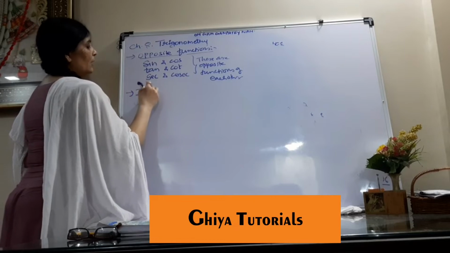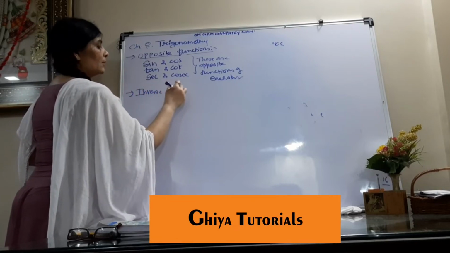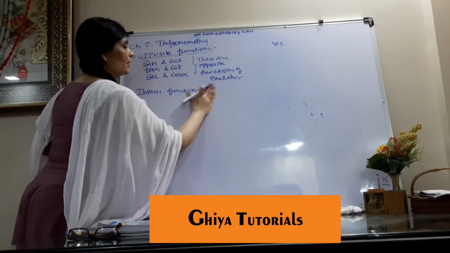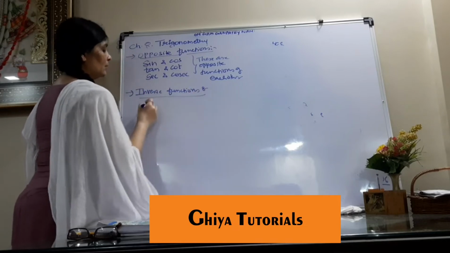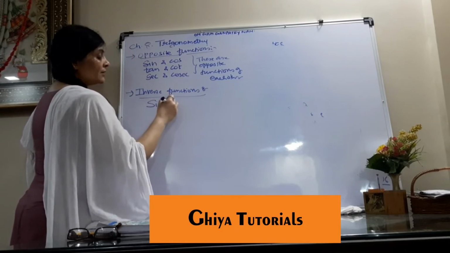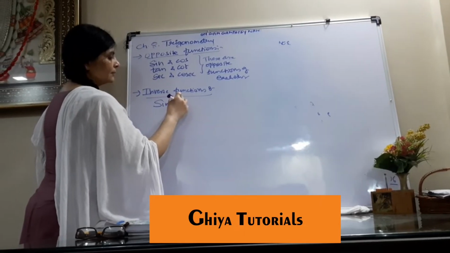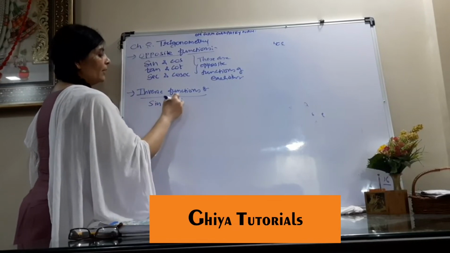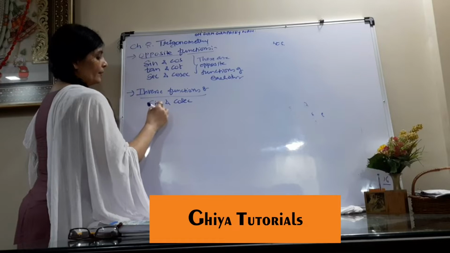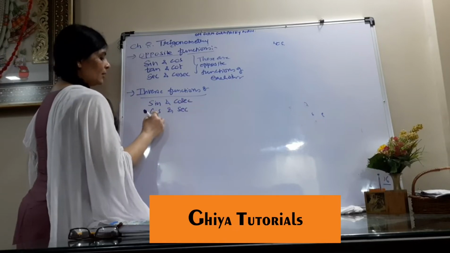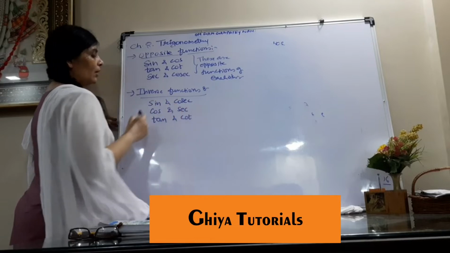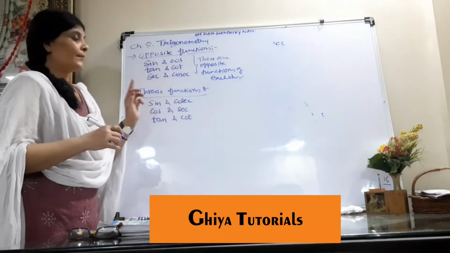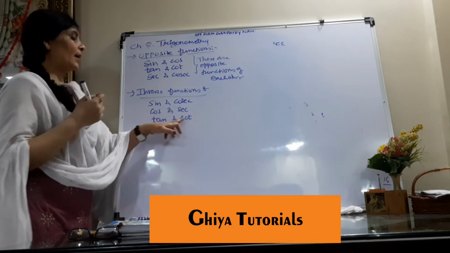Then inverse functions of each other. Inverse functions of sine is cosec. So you remember sine and cosec, cos and sec, tan and cot. These are inverse functions of each other. Sine and cosec, cos and sec, tan and cot.